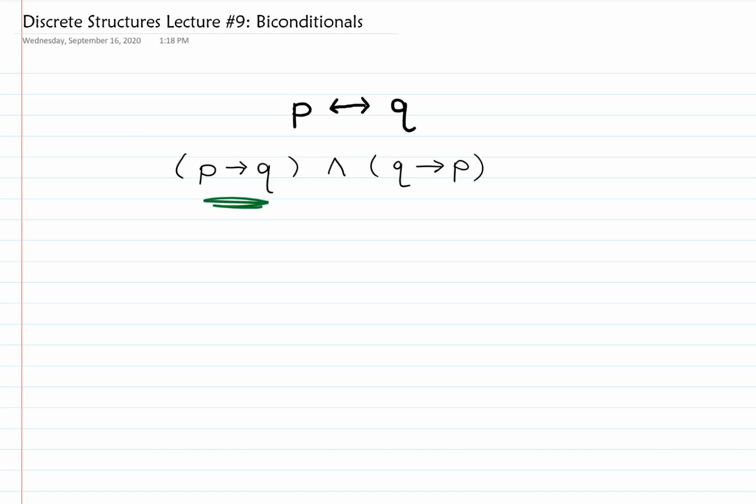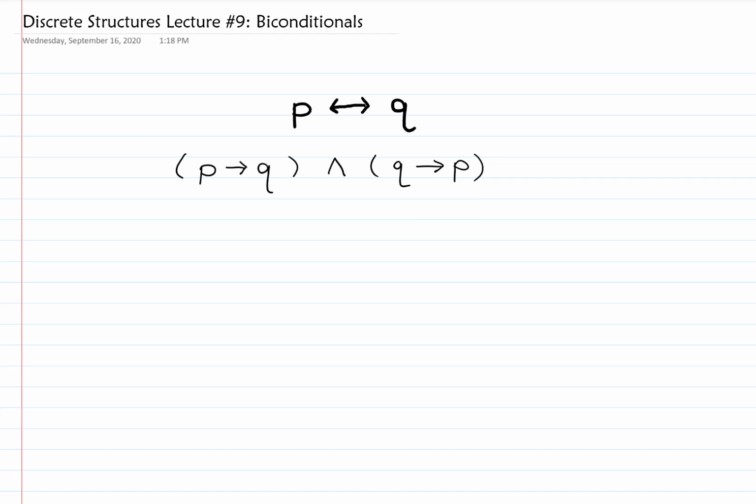Remember, these are each called conditionals, and it is a conjunction of two conditionals, and that's why it's called a biconditional. Not just the fact that there's two, but that it goes in two different directions. It's P and Q for both of those: this conditional is P implying Q, and this one is Q implying P, the other direction. You hook those together, you get a biconditional. Okay?